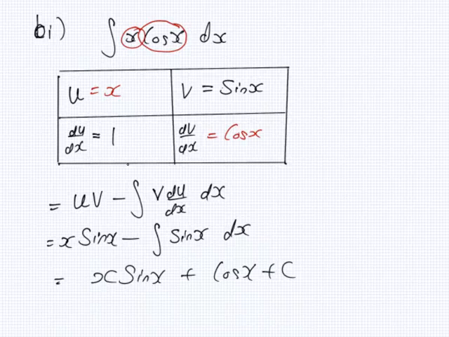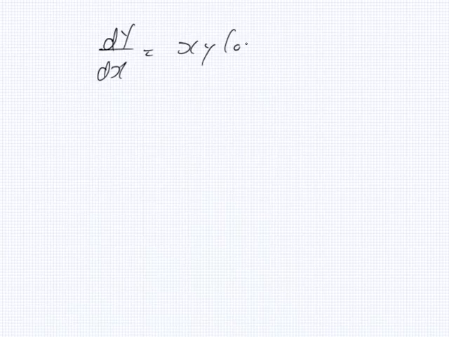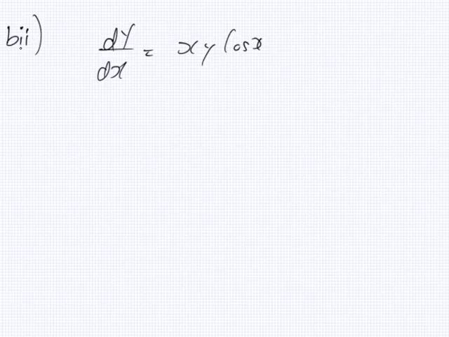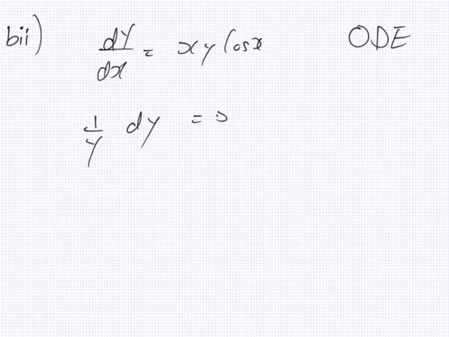Continue? Right. So the next part is, what's this type of problem called? dy/dx equals xy cos x. This is part B, part 2. Maybe you did it with Stephen last week. What's it called? Starts with an O. ODE. ODEs. Yeah? So we have 1 over y dy equals x cos x dx.